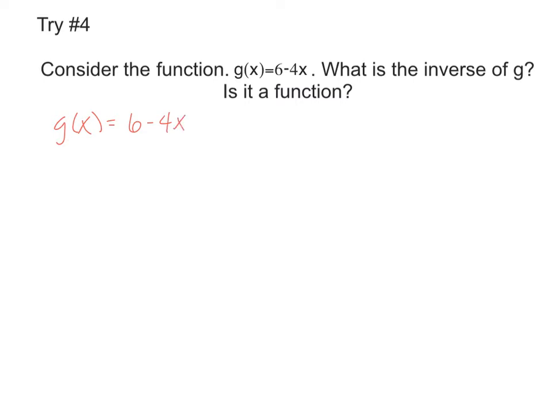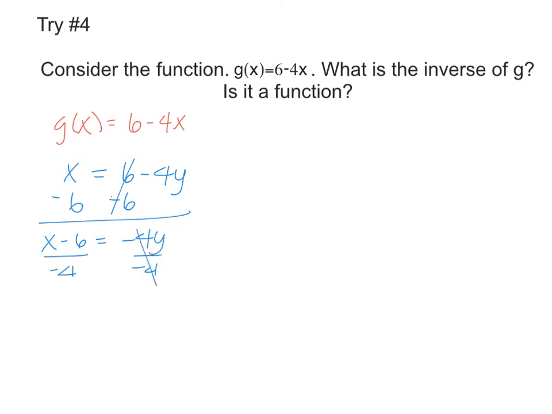The new function would be where g of x is really supposed to be y. We're now going to say that's x equals 6 minus 4y. Okay, we're going to get y by itself, so we're going to subtract 6. That will give us x minus 6 equal to negative 4y. Divide by negative 4. So this will give us y equals negative 1/4, oh my goodness, negative 1/4 x minus 3/2.